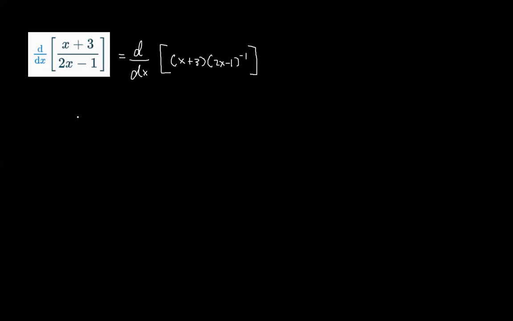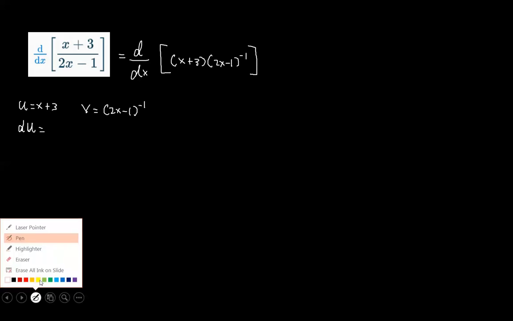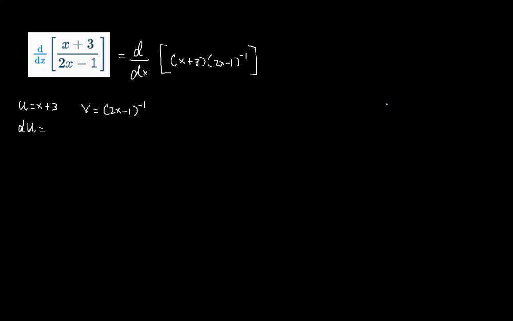So for me, my u would be x plus 3, and my v would be the quantity 2x minus 1 raised to negative 1. So let's get the derivative of your u. Basically, you're getting the derivative of x plus 3.